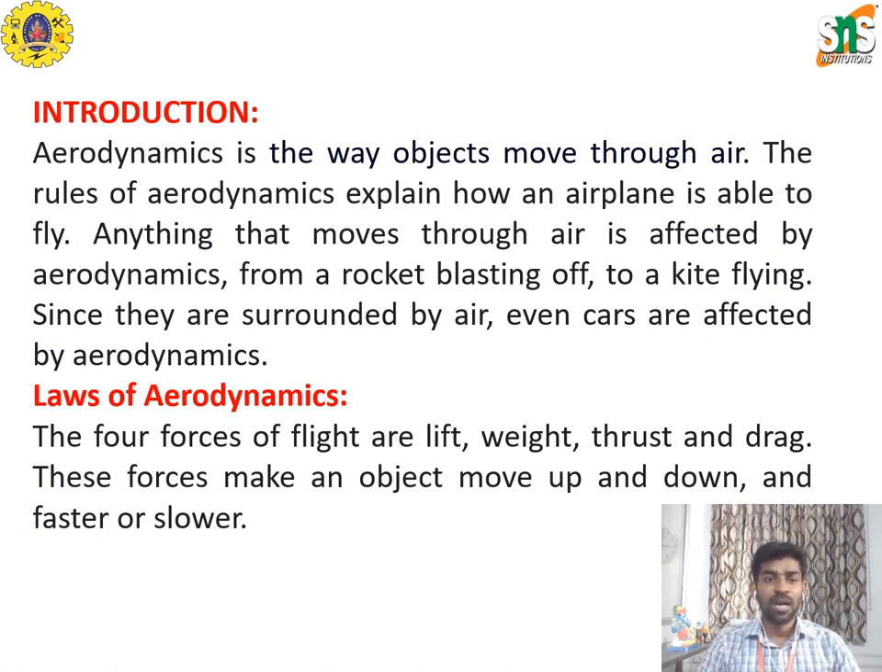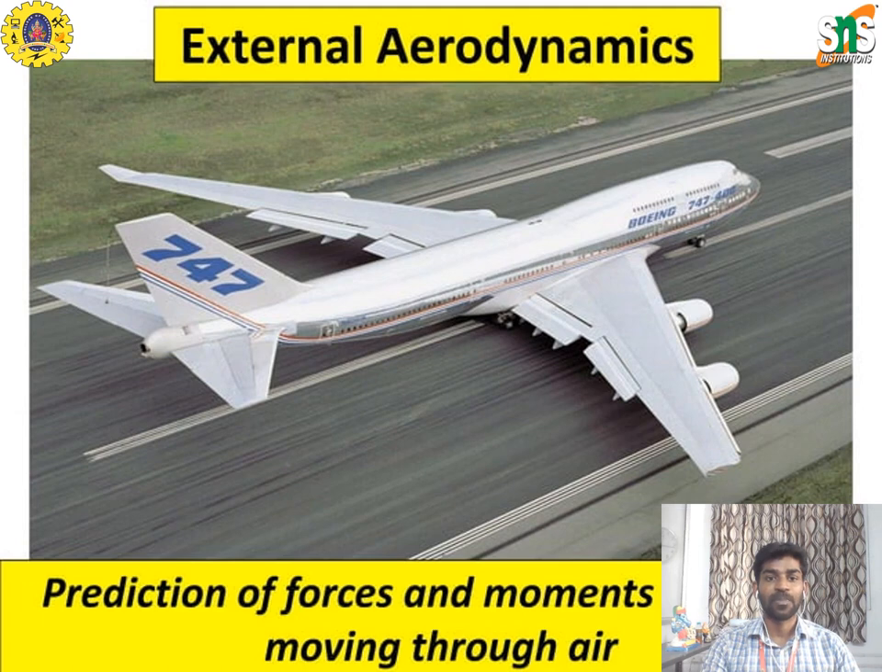In any object, aerodynamics occurs. There are some basic laws behind that, such as lift, drag, weight, and thrust. This is a best example of aerodynamics on the outer surface of an object. In this figure, it shows the external aerodynamics of this aeroplane. It predicts the forces and movements through the air relative to the wind.